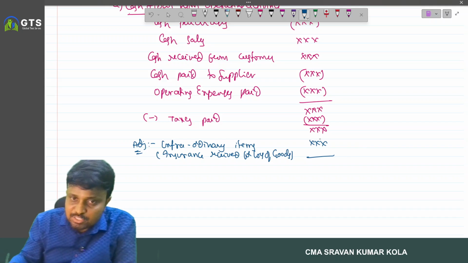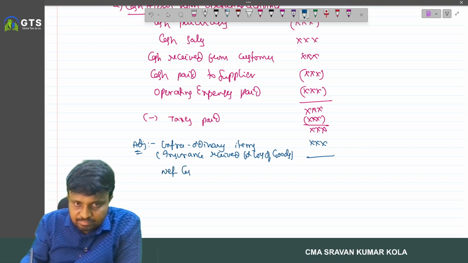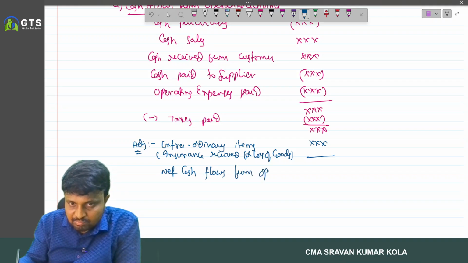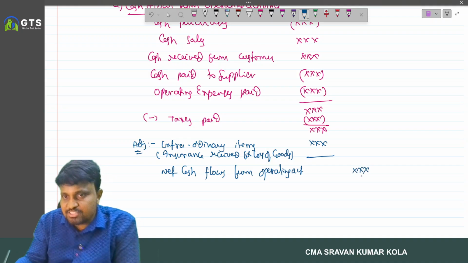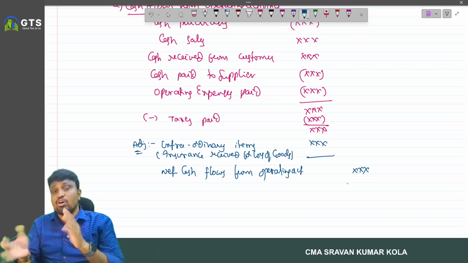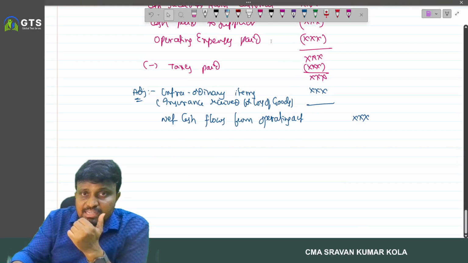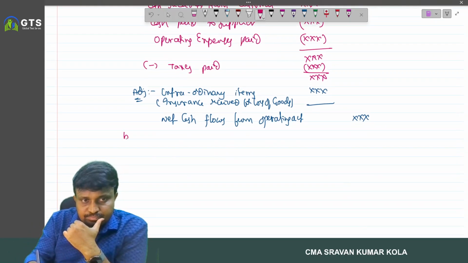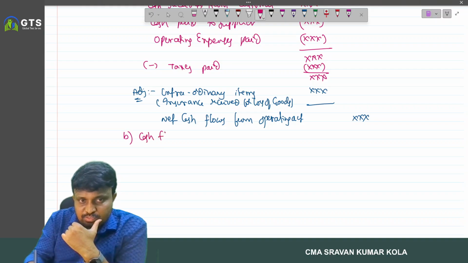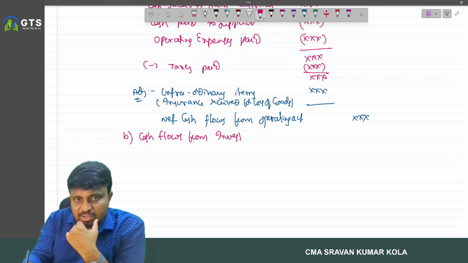So the net cash flows from the operating activity we have to consider. Net cash flows, either inflow or outflow. And this is the first one, operating activity. And the second one, cash flows from investing activity we have to mention.